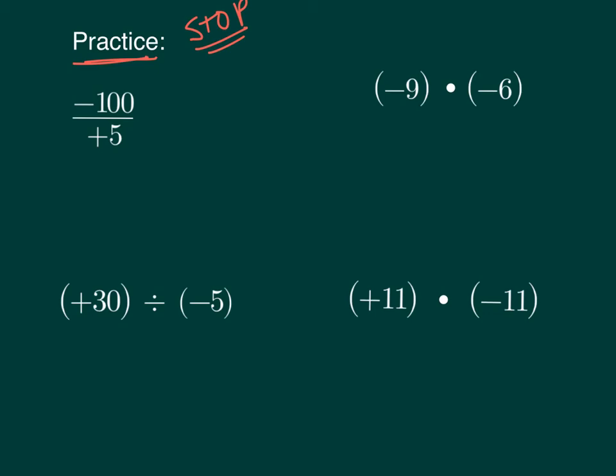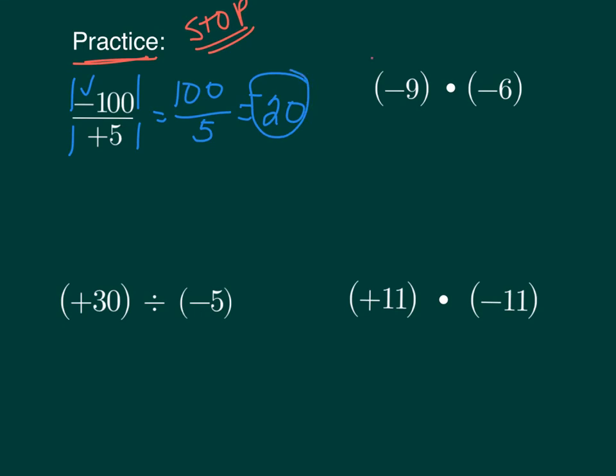Okay, so hopefully you did try these on your own. We'll start with the first one here, negative 100 divided by positive 5. I find the absolute value of both of those. The absolute value of negative 100 is 100 divided by the absolute value of positive 5, which is 5. I do my regular division. 100 divided by 5 is 20. I count my negative signs. There's only 1. My answer is negative 20.